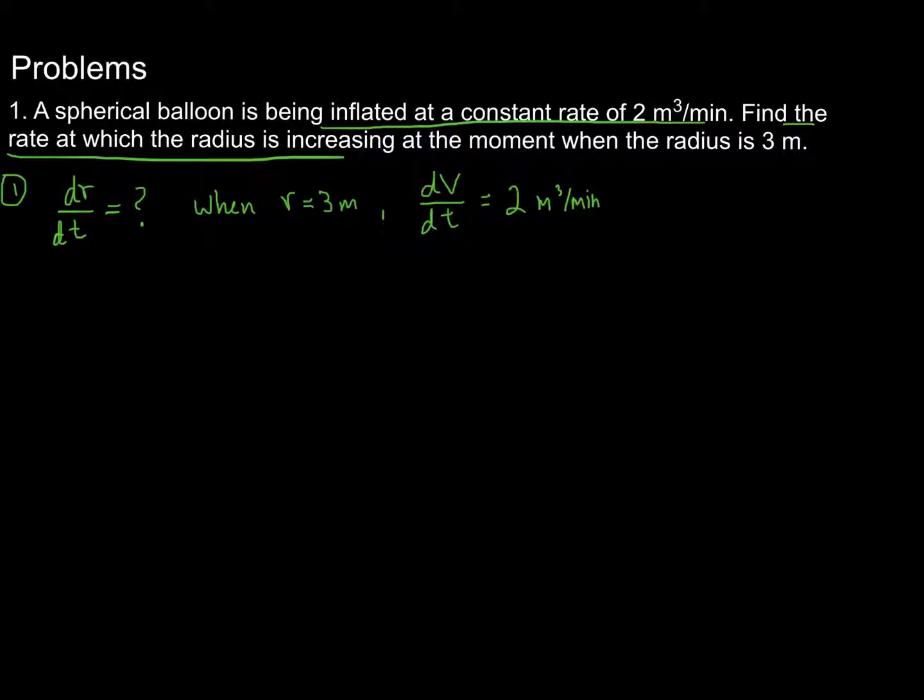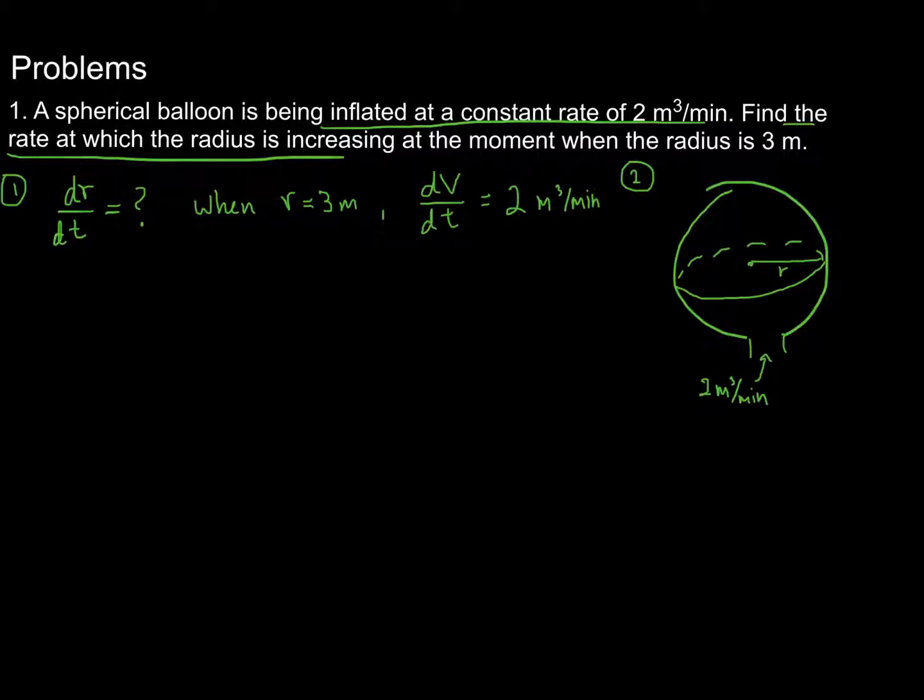So that's the rate that you know, and you want to find the rate at which the radius is increasing. You want to find dr/dt, and it's at the moment when the radius is 3 meters. So now we are going to go ahead and draw a picture of the sphere and label the important pieces.